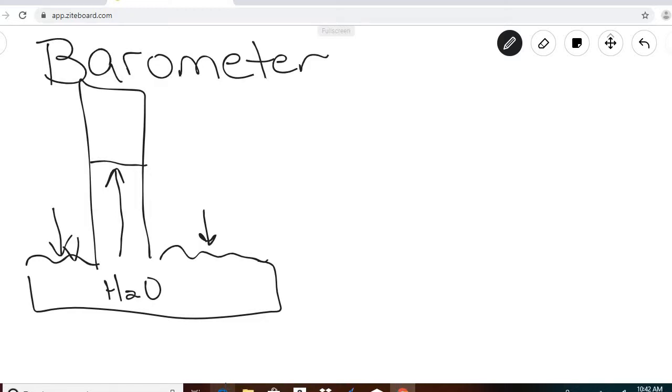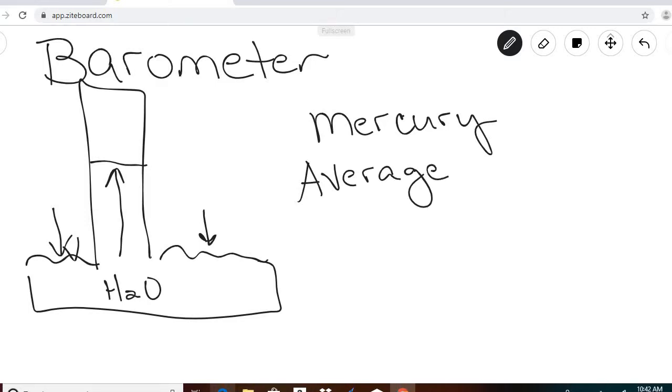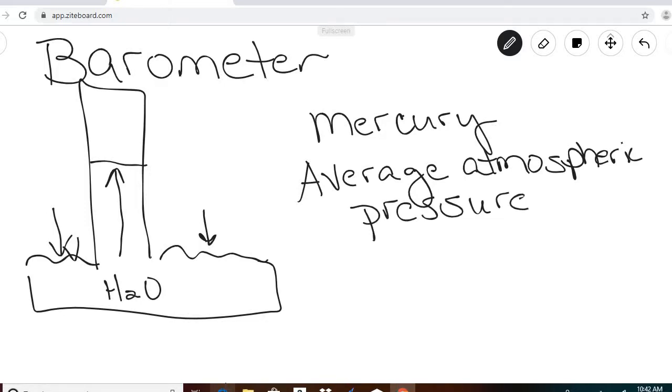We usually measure atmospheric pressure using the element mercury. And the reason for that is that mercury is very dense, and if we were to take an average atmospheric pressure, mercury would rise about 30 inches.